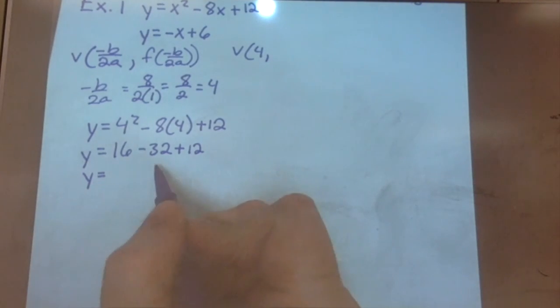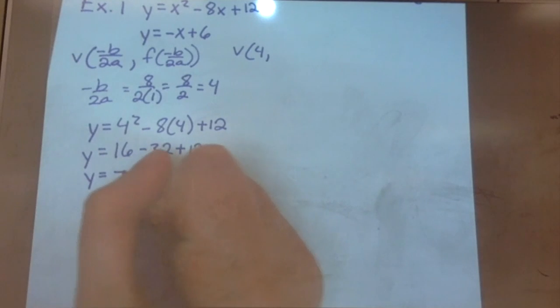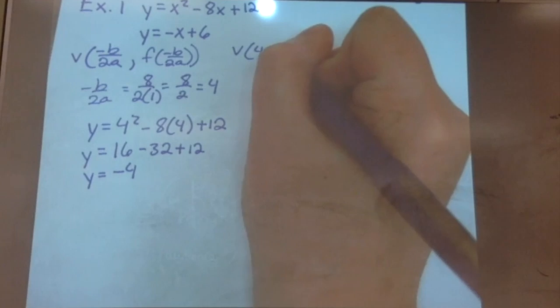So 16 minus 32 is negative 16. Negative 16 plus 12 is negative 4. So the y value of our vertex is negative 4.